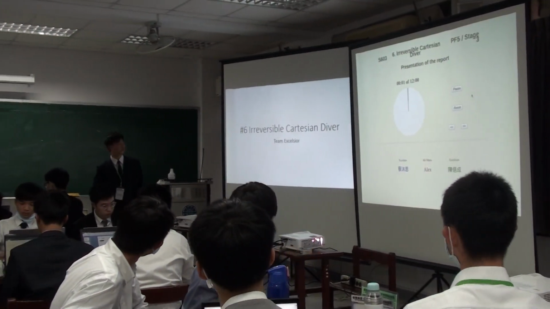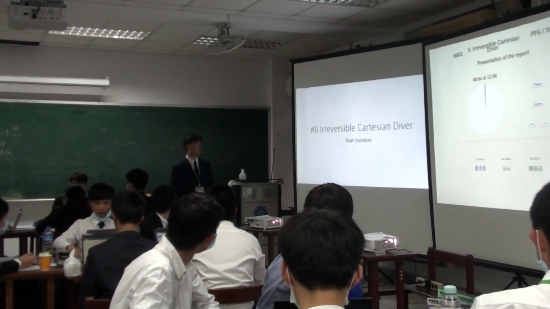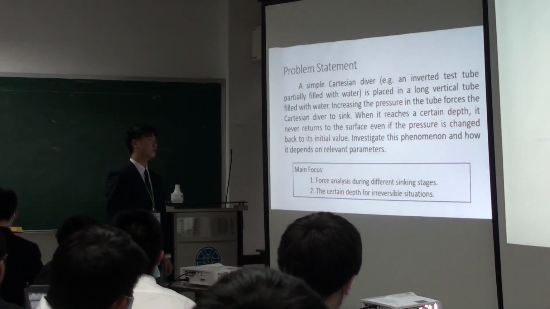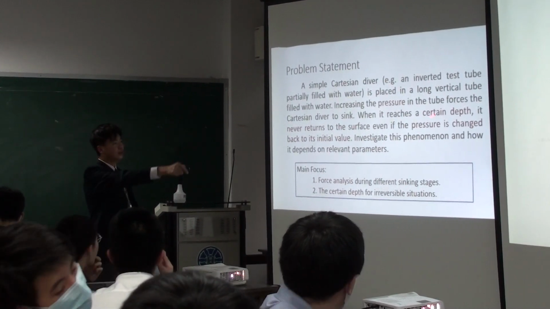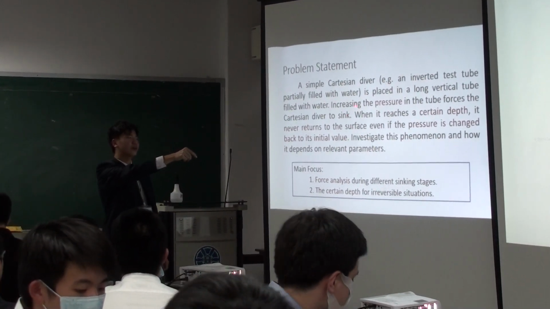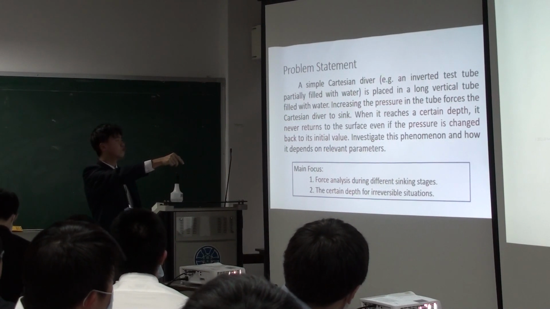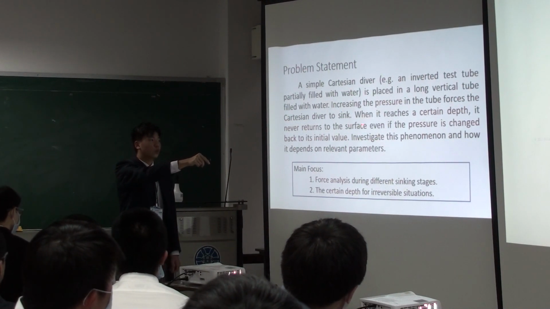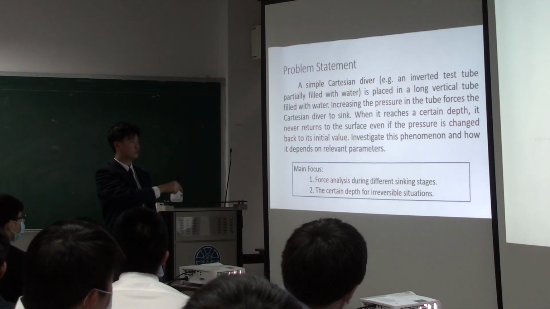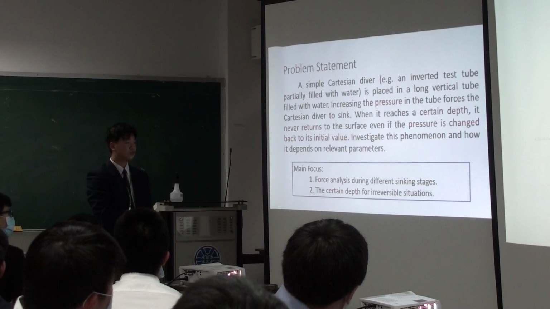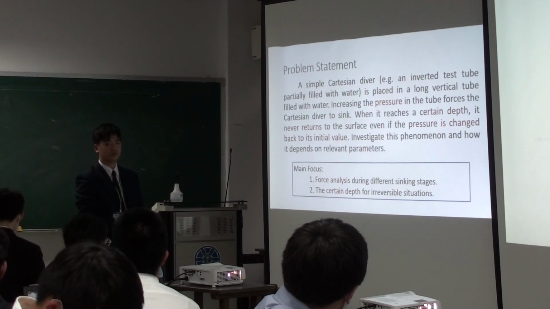Fellow competitors, this is Team here, and today I'm going to report problem statement number 6, a reversible Cartesian diver. The problem statement is a simple Cartesian diver. For example, an inverted test tube partially filled with water is placed in a long vertical tube filled with water. Increasing the pressure inside the tube forces the Cartesian diver to sink. When it reaches a certain depth, it never returns to the surface, even if the pressure is changed back to its initial value. Investigate this phenomenon and how it depends on relevant parameters.